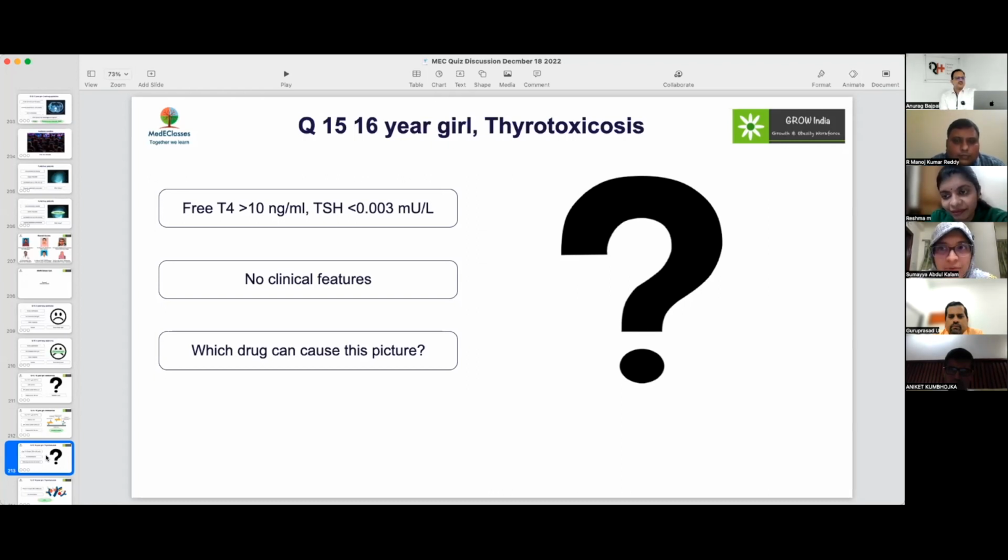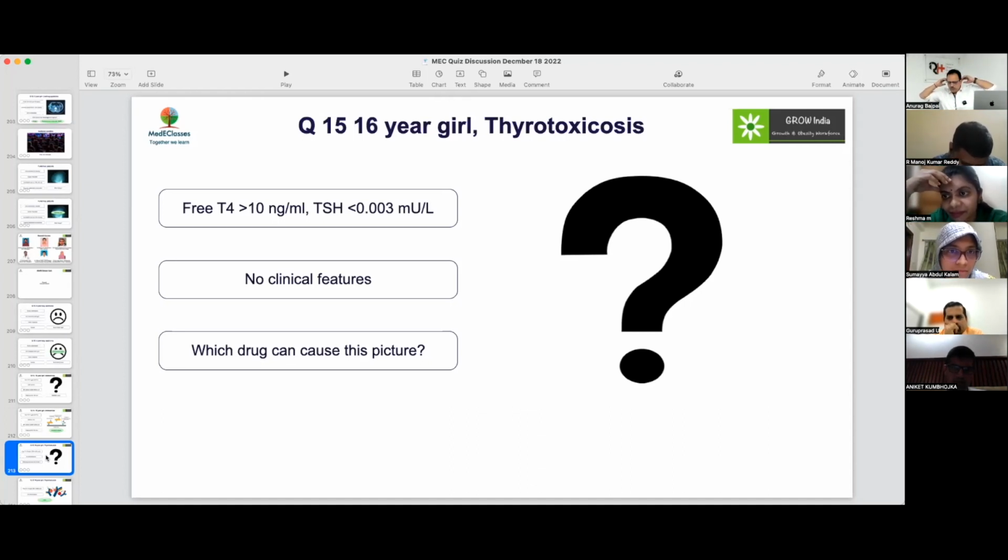Sir, apart from levothyroxine, sir. Yeah, so levothyroxine, you will have clinical features anyway for thyrotoxicosis. Okay. Anti-epileptics, sir. We'll go to the next person, Dr. Aniket. Is it amiodarone that can lead to such a picture? So I think all of them will have clinical features. What I'm saying is that this child has no clinical features, and so there is a biochemical error. You can say there's a lab error, of course. So which drug is causing this?